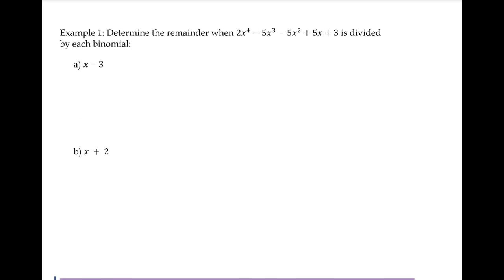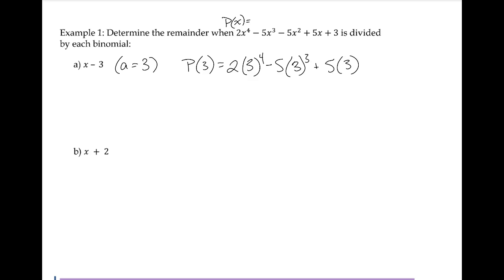So we see this in this example. You could try it on your own. Note that for a, you always change your sign, so we're going to change it to positive 3 here. If this is my polynomial, then I'm going to say p of a, or p of 3, is going to be 2 times 3 to the 4 minus 5 times 3 to the 3 plus 5 times 3 squared.